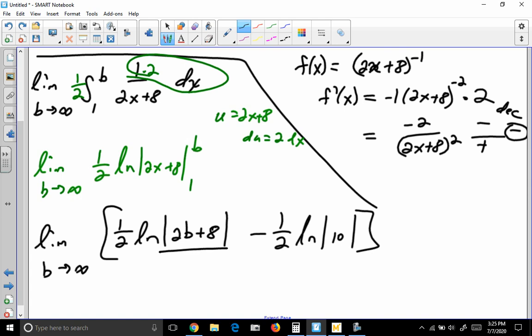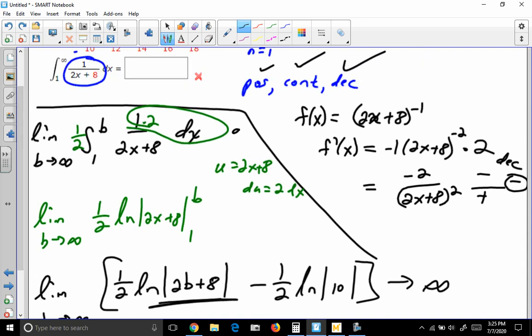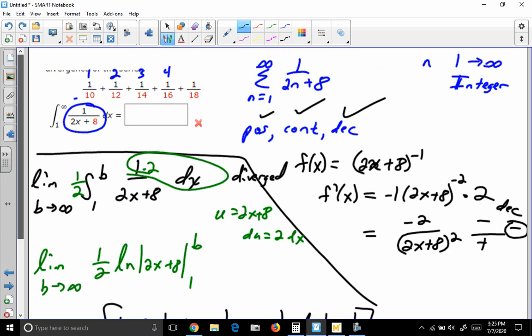And if you notice this term, when b goes to infinity, we're taking natural log of infinity, which is infinitely big. That other term is a constant, but infinity minus a constant still goes to infinity. So our integral diverged. If the integral diverges, then our series also diverges.